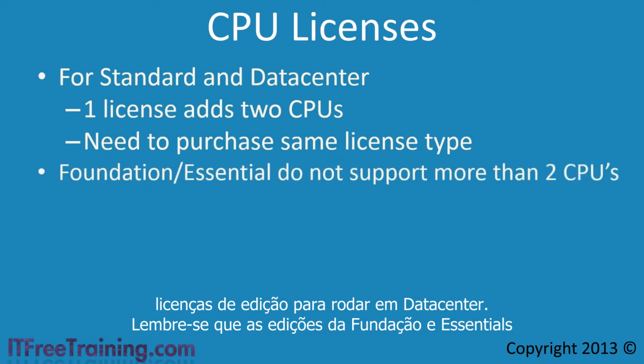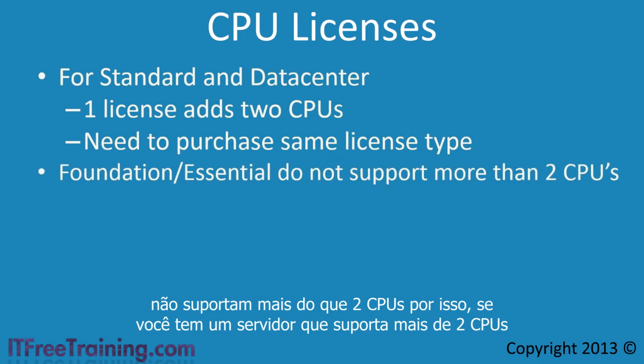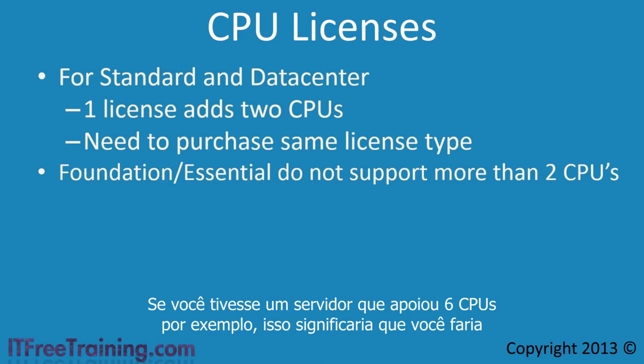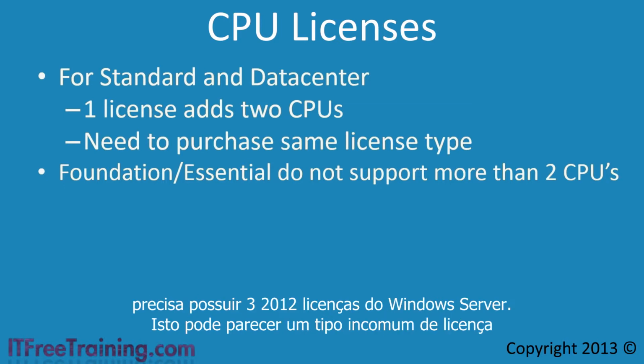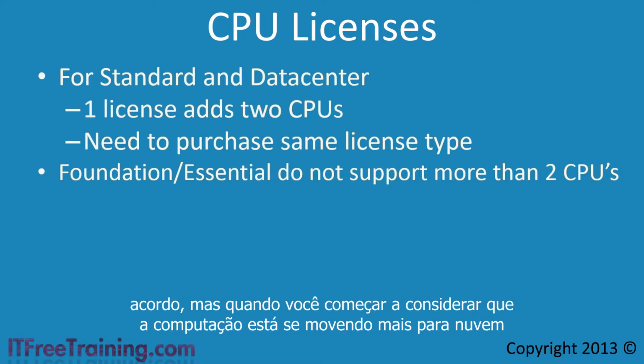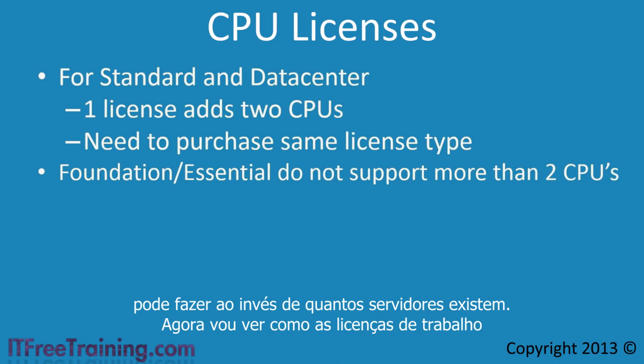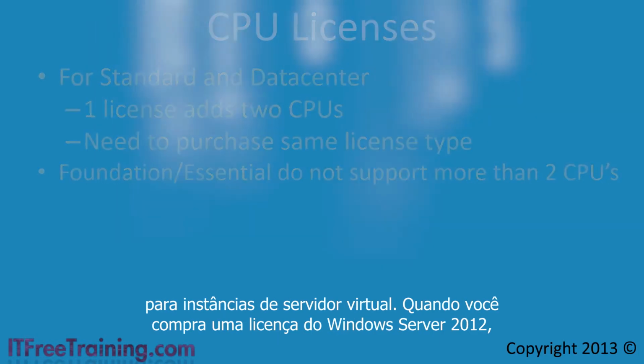Remember that Foundation and Essentials Editions do not support more than 2 CPUs. So if you have a server that supports more than 2 CPUs, you should purchase the Standard or Data Center Edition. If you had a server that supported 6 CPUs, for example, this would mean that you would need to own 3 Windows Server 2012 licenses. This may seem an unusual type of license agreement, but when you start considering that computing is moving more towards cloud technology, it makes sense that licensing would start working based on what the server can do rather than how many servers there are. I will now look at how the licenses work for virtual server instances.